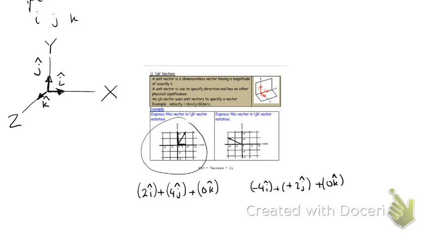Now, I prefer to put parentheses around my things and then always add up my 3 things together. People will write this down as minus 4i plus 2j plus 0k, and that's also correct. But I prefer, especially at the beginning, to put parentheses around this thing to know it's a negative, not because I subtracted, but because it's going in that direction. Cool? Yeah?